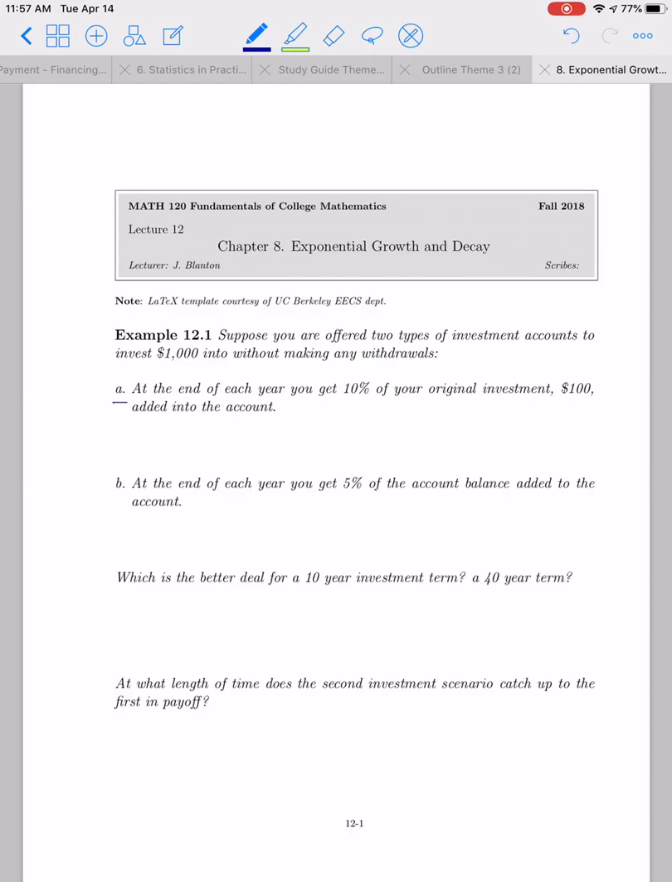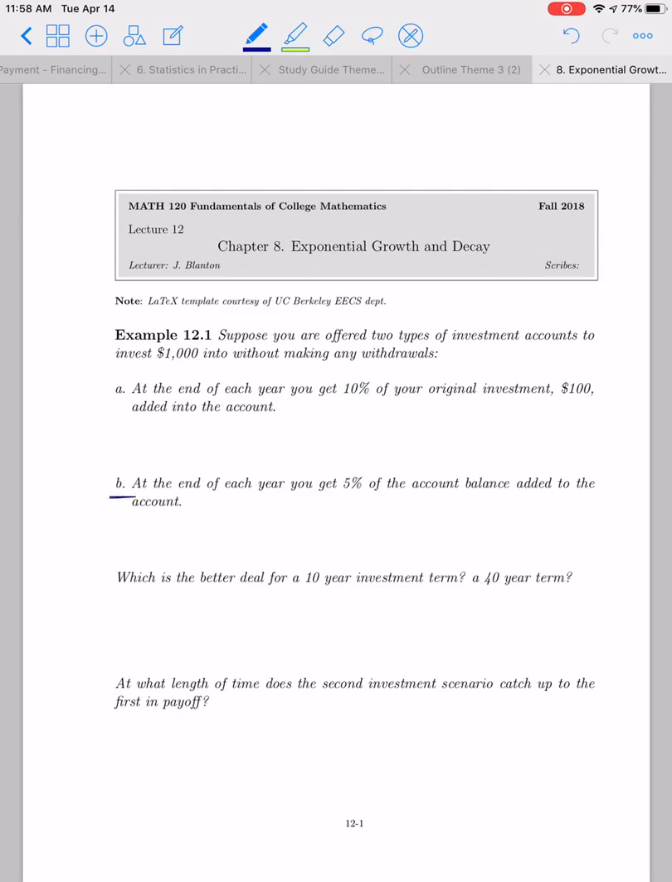Plan A says that at the end of each year, we'll earn 10% of our original investment, which would be $100, added into the account. So each year, first, second, third, and so on into the future, we'll earn exactly $100 added to the account every year. That sounds a bit like a simple interest problem, but we'll see that in a moment.